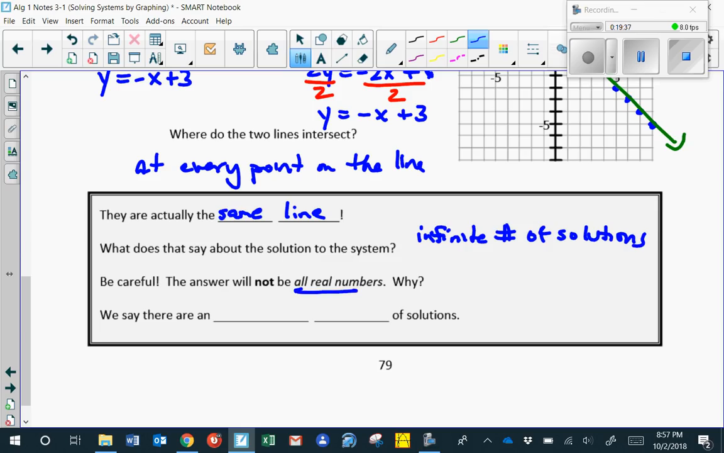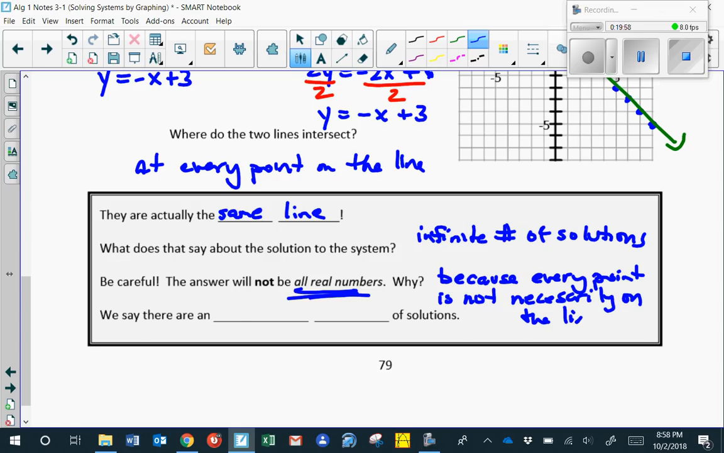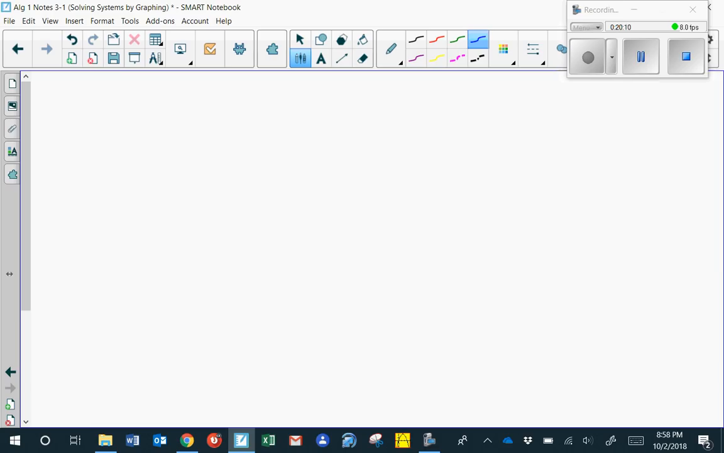Be careful, the answer is not all real numbers. Why? Because every point is not necessarily on the line. So we just say that there are an infinite number of solutions. And that is our lesson for today.